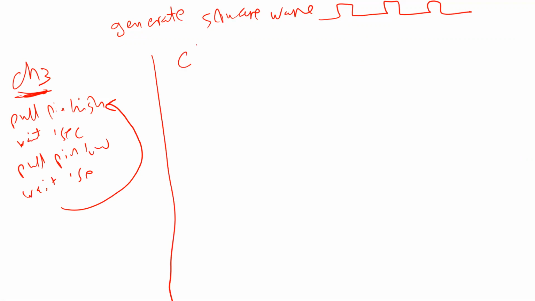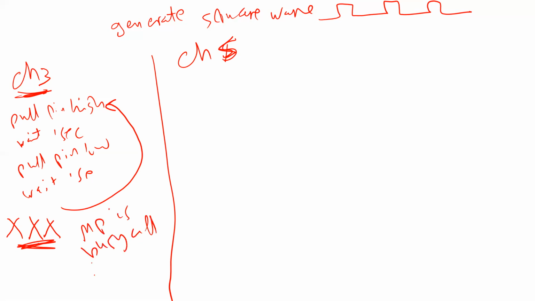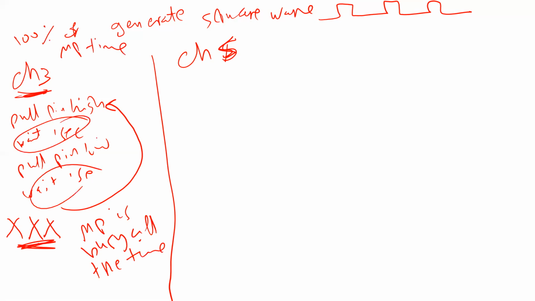And then when we came to chapter 5, I told you no, this was not a good idea. This was a bad idea. Why was this a bad idea? Because the microprocessor is busy all the time. That means we are going to take 100% of the microprocessor time just to do this square wave. So that's why I told you that's not a good idea.